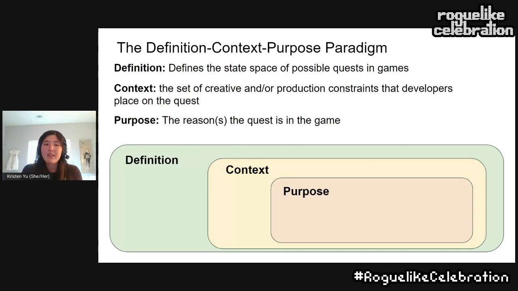The last part is the purpose, which is the reason or reasons that the quest is in the game. As you can see from the picture, the context and the purpose act as a funnel, taking the state space of all possible quests and narrowing it into the set of quests that are actually usable for a particular game. Though it's not shown in the picture for clarity, a game can have multiple contexts and multiple purposes, and they can overlap as needed to more fully explain the design.